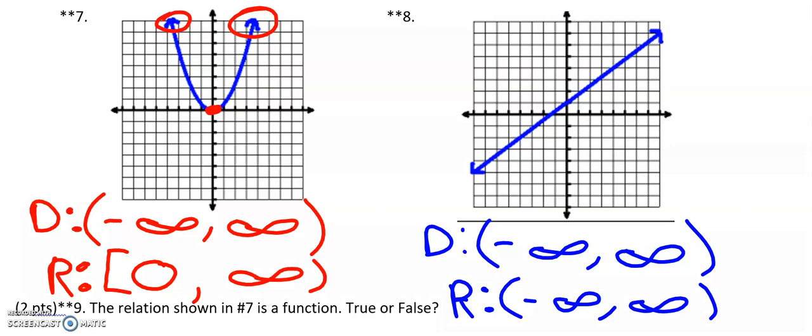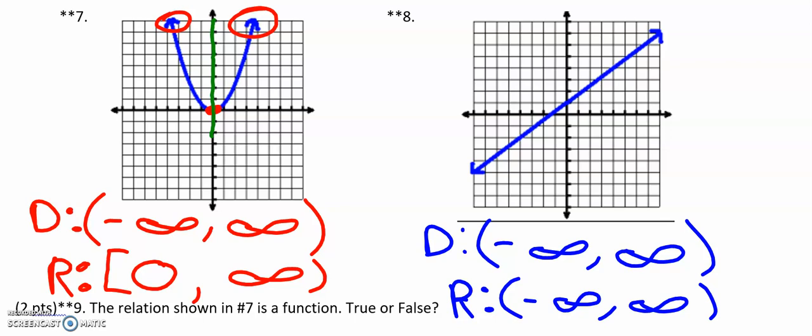Okay, remember, for a function to be considered a function, we do have to pass the vertical line test in every spot. What the vertical line test is, we are going to draw a vertical line at any random point on our graph. If the vertical line only hits one point on our graph, then we say it is a function. If it hits more than one, it is not a function.